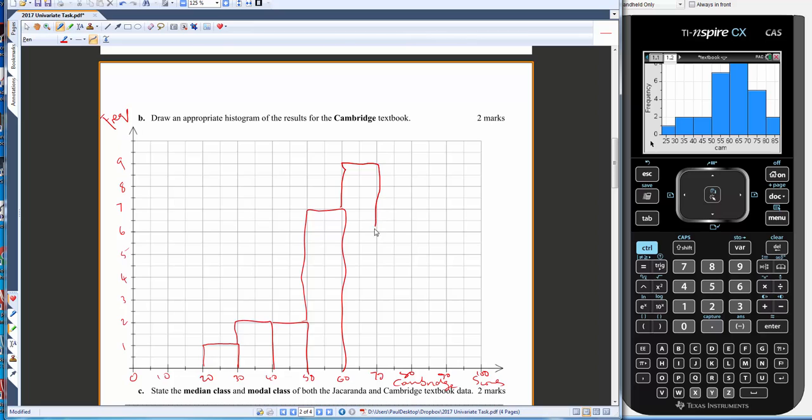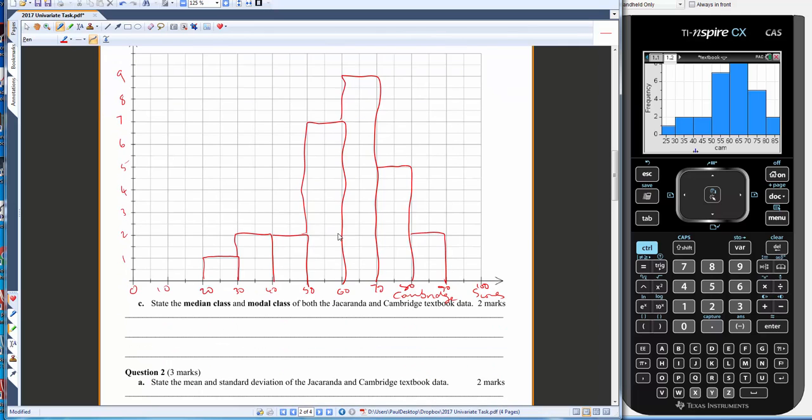So again, stress the importance: this should be ruled by you guys, but I just can't do that with this thing. 5, followed by a 2. Alright, so there's our 2 histograms.